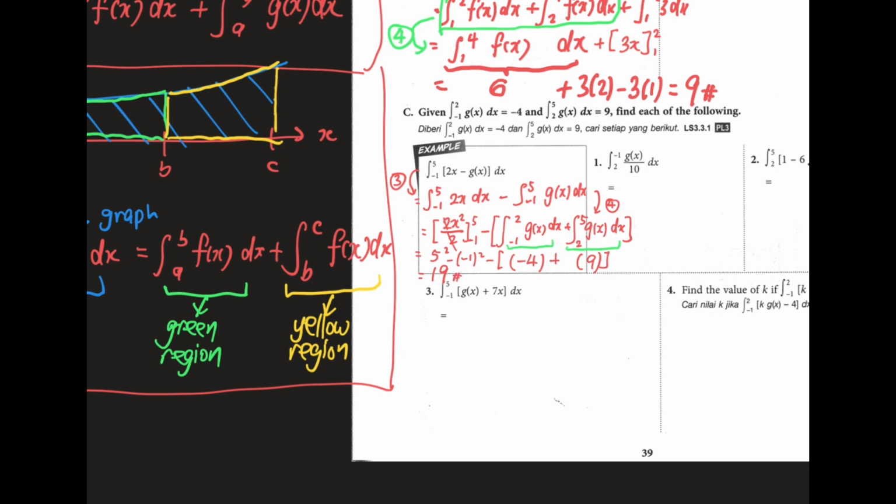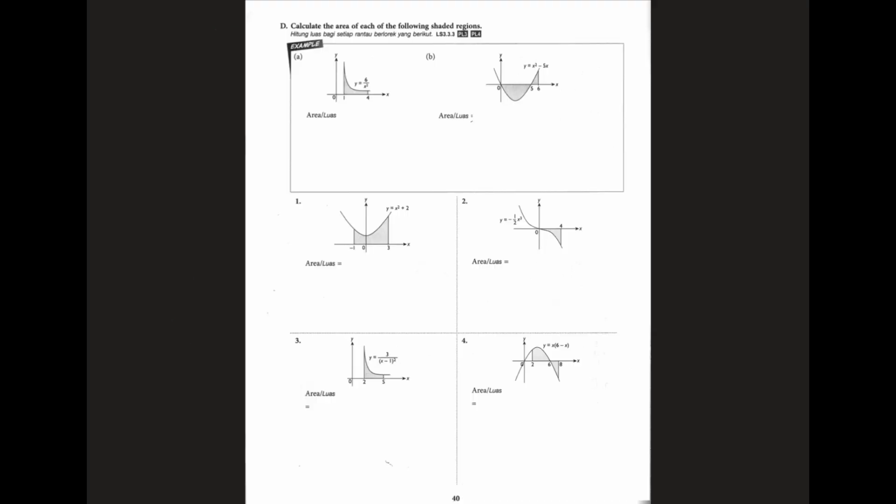Okay, so from here you see quite many examples already on how we use the 4 formula here. Quite many examples already, and now let's see what we have on the next page. Oh, this is area under the curve. So I hold this first. We have to practice this later.